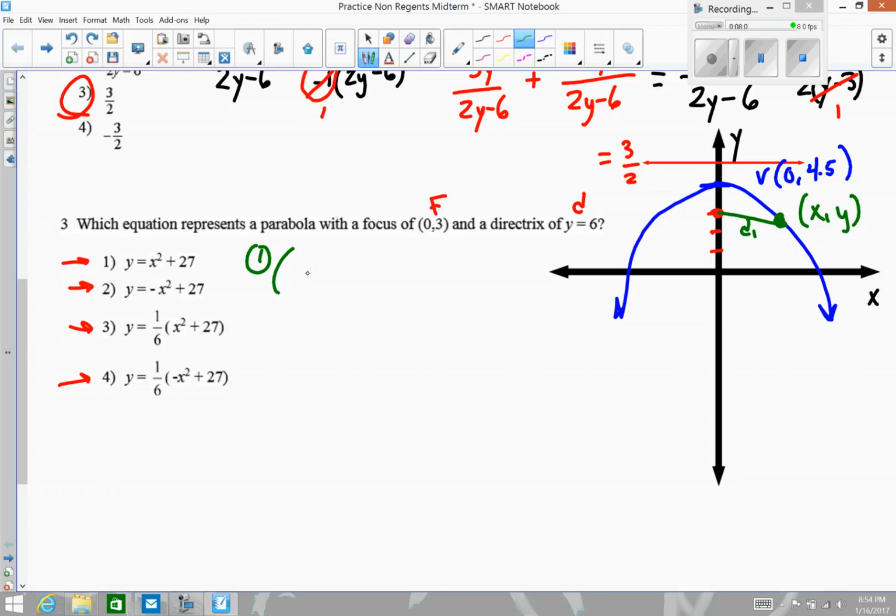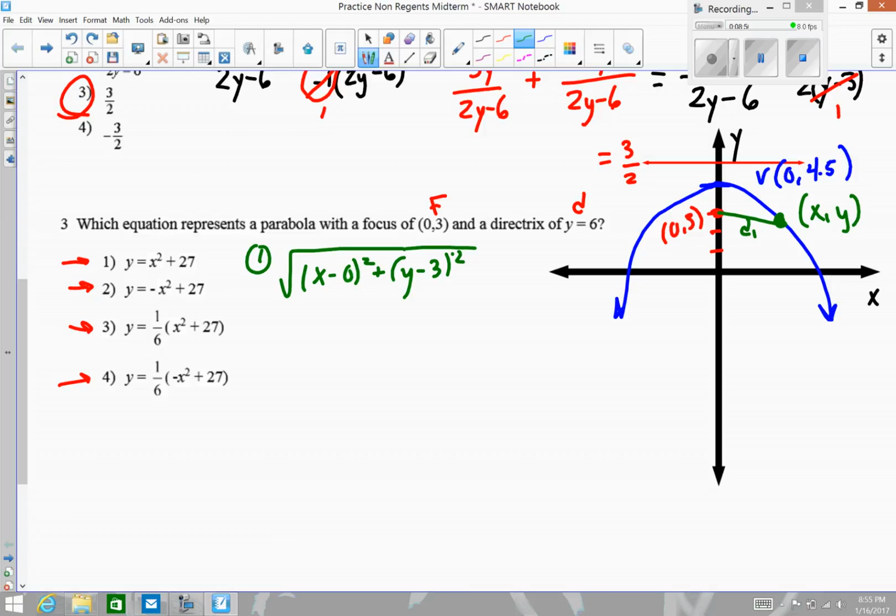The difference between x and my focal point 0. Hang on here, I should have written a subtraction sign here, and a square root. So I'm using the distance formula here. Distance d1 will be x minus my focal point coordinates of 0, 3. So my x coordinate there is 0. Quantity squared plus y minus 3 quantity squared.